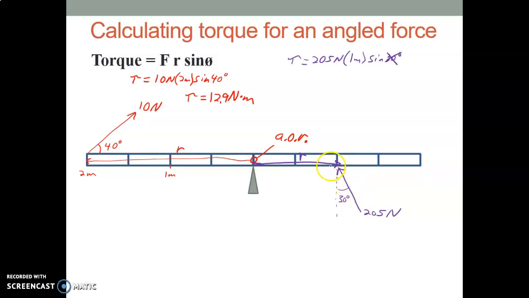The angle between R and F here is more than 90 degrees. It's 90 degrees plus 30, and so that's 120 degrees. So we want to use 120 degrees there. And just a quick calculation. Make sure your calculator is in degrees, and we get 178 Newton meters.